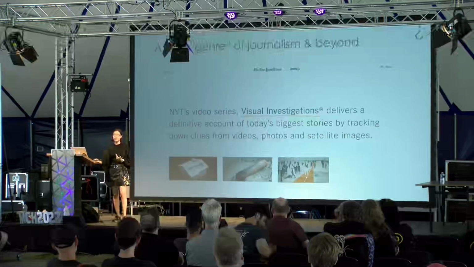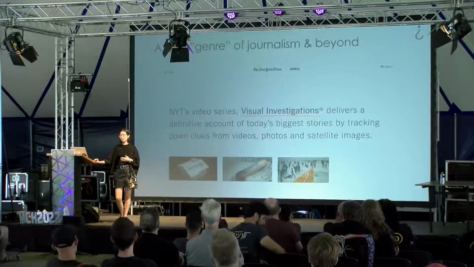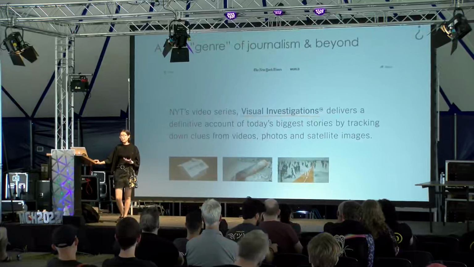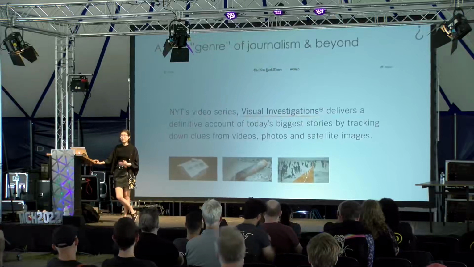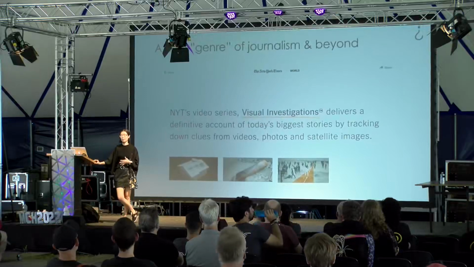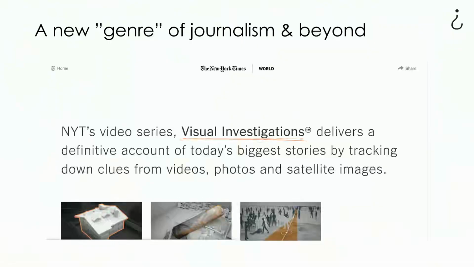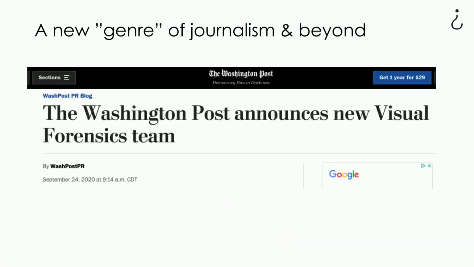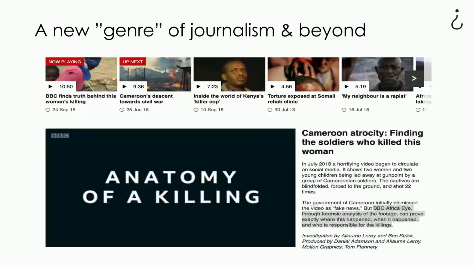So yeah, open source investigations are called a new genre of journalism and beyond. Again, when our founder started Bellingcat, it was 2014, it was quite new, and he was one of those pioneers, and nowadays it has really caught up, I'd say. For example, the New York Times has a great visual investigations team where they do great investigations into different matters, and they've won a couple of Pulitzer Prizes for it. The Washington Post also has its visual forensics team. BBC Africa Eye has also done some great investigations.